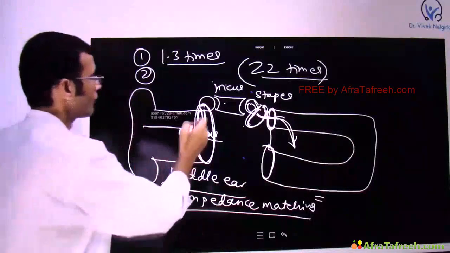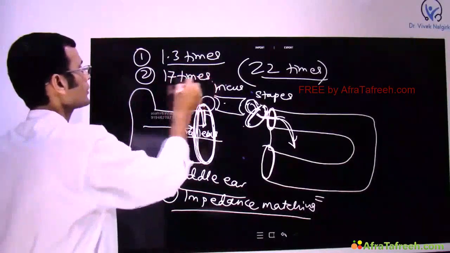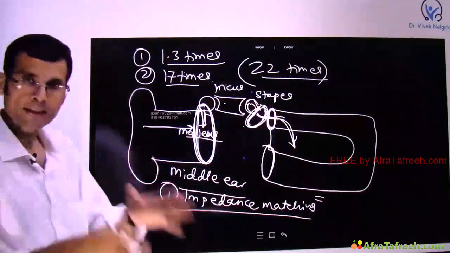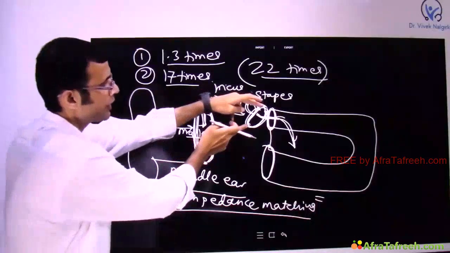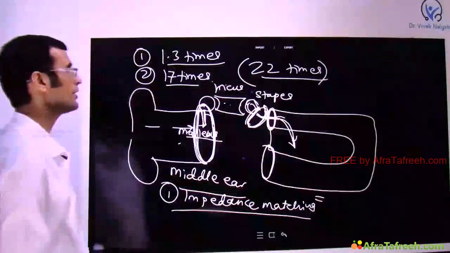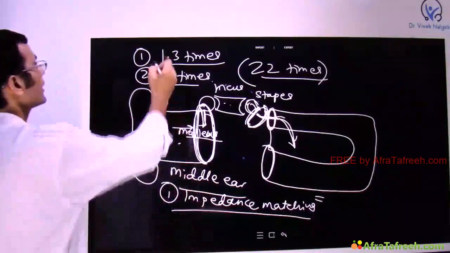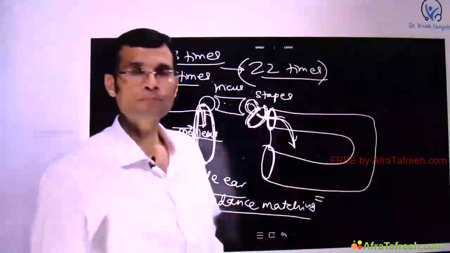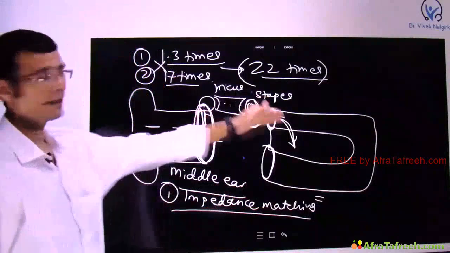So that means the surface area of the tympanic membrane is 17 times the surface area of the foot plate of the stapes. It means the vibrations of the tympanic membrane are going to be concentrated by 17 times as the sound waves enter the inner ear. So a concentration of 17 times, and therefore 17 into 1.3, that's 22 times. 22 times greater pressure, or greater force, is generated as the sound wave enters the inner ear.